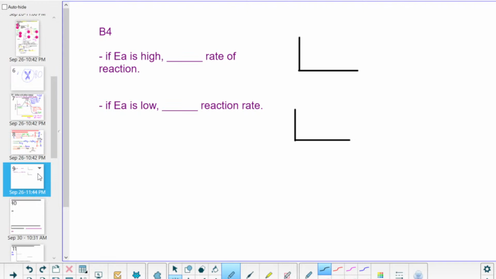There's so many freckles. Oh wait, no. It would decrease your reaction rate. Activation energy is high, longer for 12.